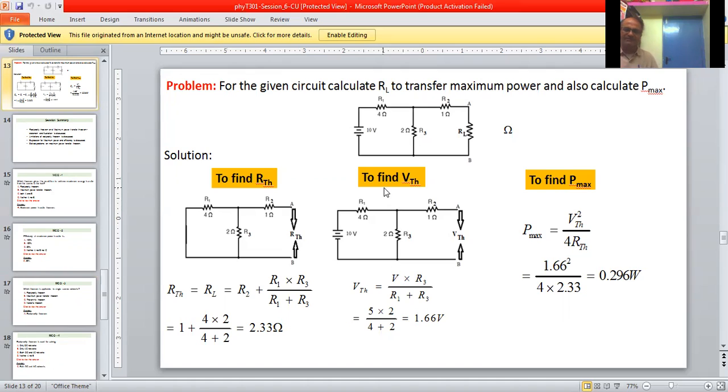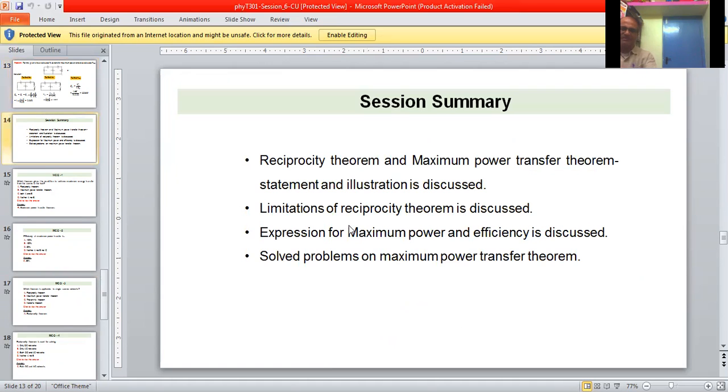Next, to find the Thevenin's voltage, use the formula V into R3 divided by R1 plus R3. Here you will get 1.66 volt. Next, to calculate the maximum power transferred to the load, VTH squared over 4 RTH, and putting in the values, it becomes 0.296 watt. So in this way, you can work out such problems.